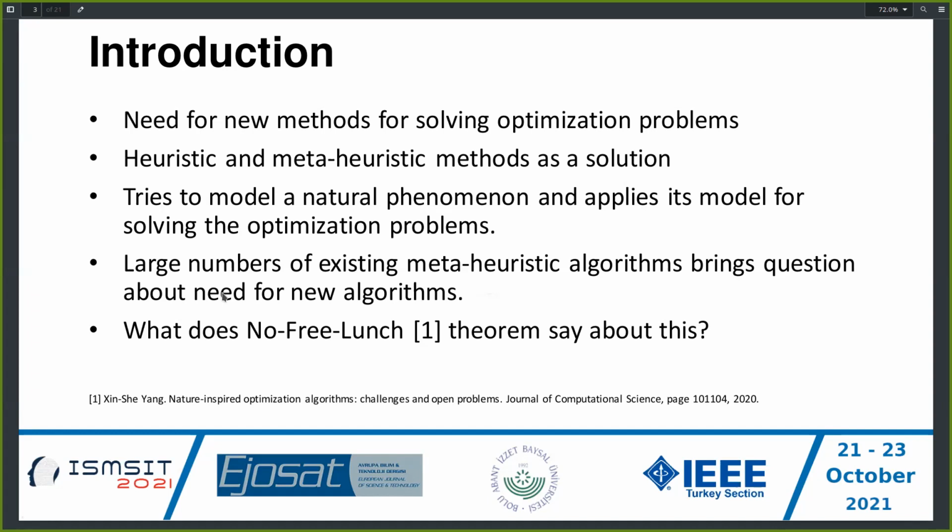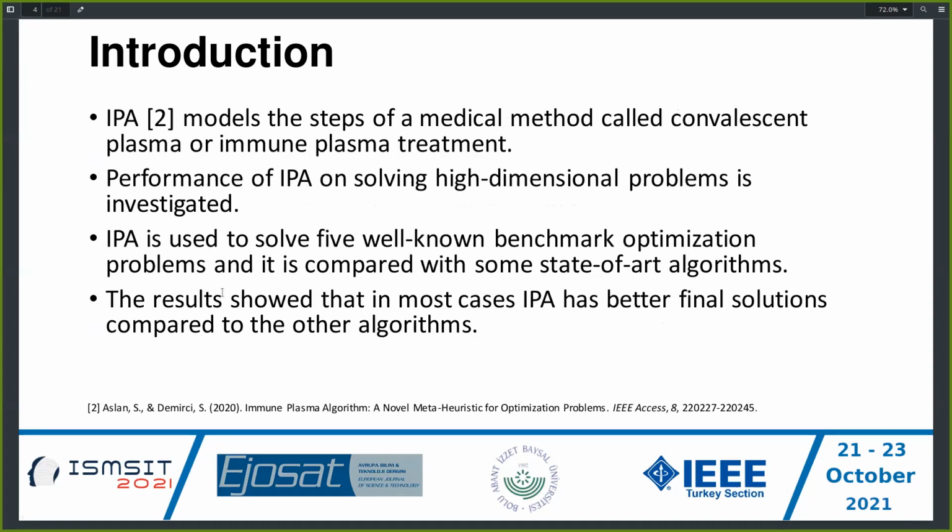There we have the immune plasma algorithm. The immune plasma algorithm models the steps of the medical method called convalescent plasma or immune plasma treatment. And in this work, we were modeling this medical method and implementing it to solve optimization problems.